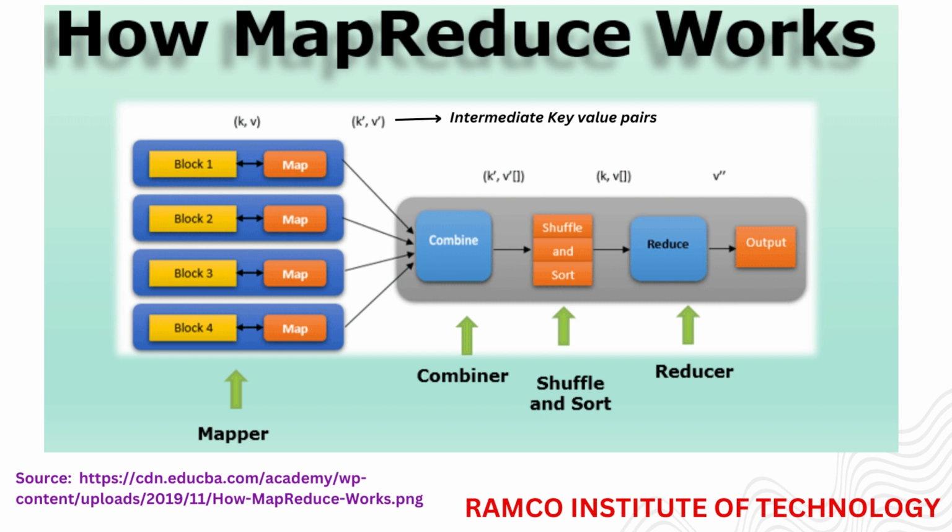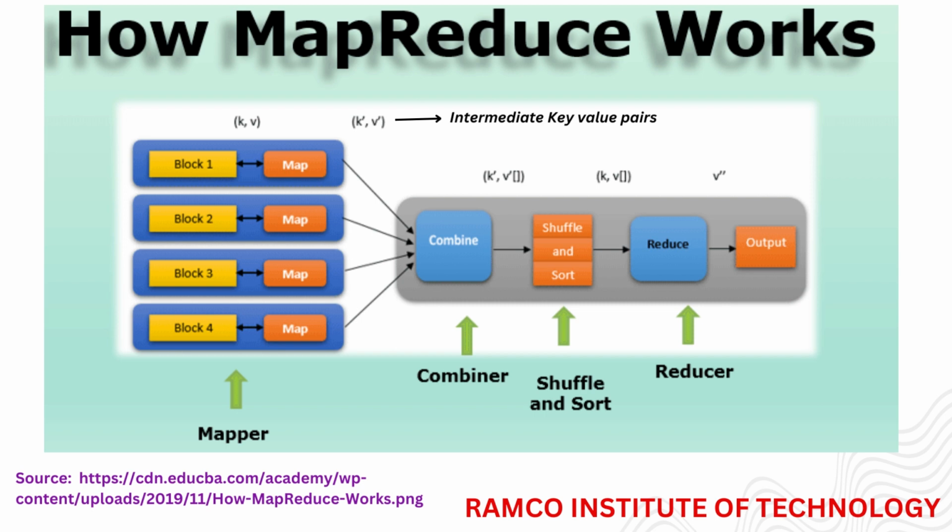This mapping logic is applied to n number of blocks present across the various data nodes. In this diagram we have four different blocks, and this logic is applied to these four different blocks. Next, a component called the combiner is present. For each combiner there is a mapper. The combiner is also called the mini reducer.